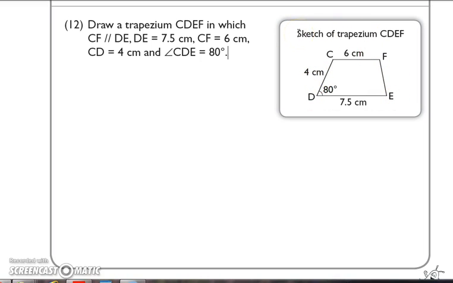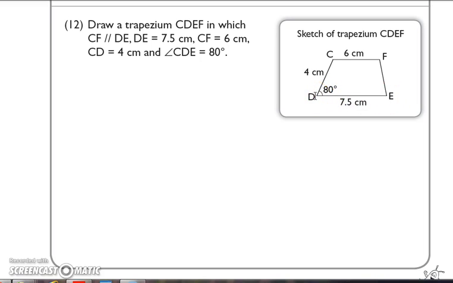So always begin with a sketch of the diagram that you're going to draw. In this case, the workbook has given us a sketch, so you do not need your ruler to draw a precise figure. So we begin with line CD, which is 4 centimeters. And given that angle CDE is 80 degrees, which is less than 90 degrees, it will be slightly smaller than 90 degrees.